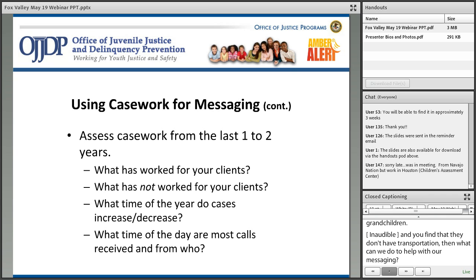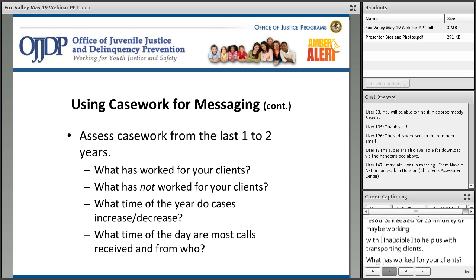What has worked for your clients? For those clients that are success stories, that finished their treatment plans, what worked for them? What didn't work for them? At certain times of the year, once again, when do you see an increase and decrease in your caseloads, and what time of the day are most calls received, and from whom?